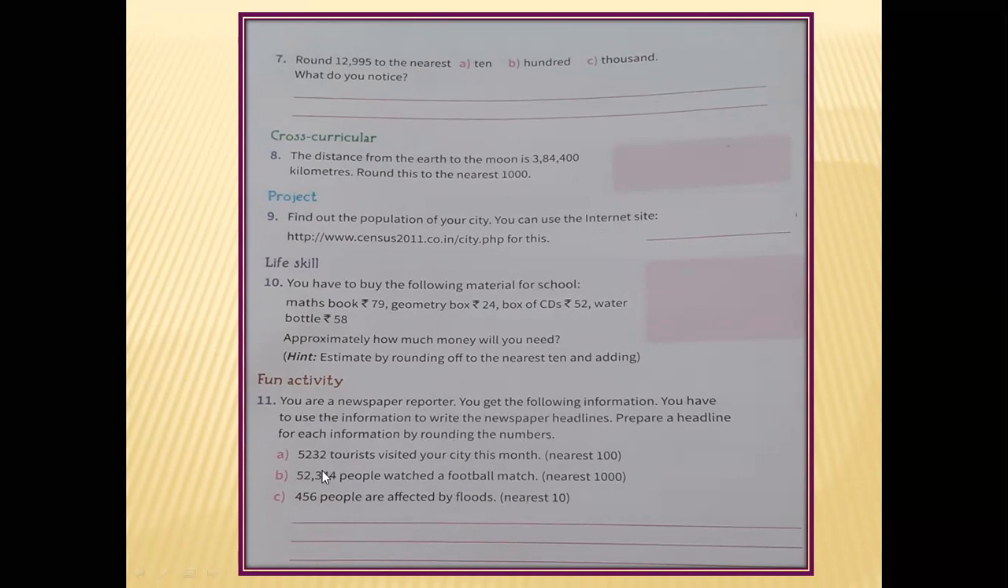First question also there. First one, 5,232 tourists visited your city this month, nearest 100. You have to round this number to the nearest 100 and here you have to write. Next, B, 52,344 people watched a football match, nearest to 1000. You have to round this number to the nearest 1000 and here you have to write. See, 456 people are affected by floods, nearest to 10. This one also you have to round the number to the nearest 10.